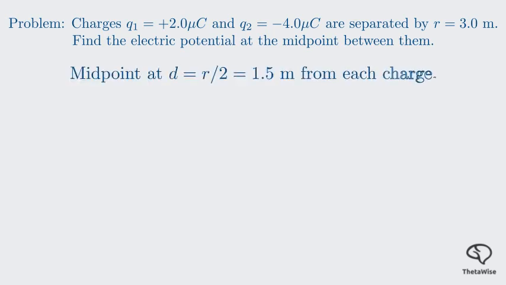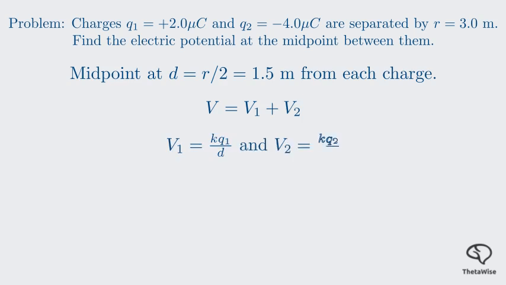Now, electric potential is a scalar quantity. This is a huge advantage over force or field calculations. It means we don't have to deal with vectors and directions. We can just calculate the potential from each charge at the midpoint and add them up. Let's call the potential from Q1 at the midpoint V1 and the potential from Q2 at the midpoint V2. The total potential V will be their sum. V equals V1 plus V2.